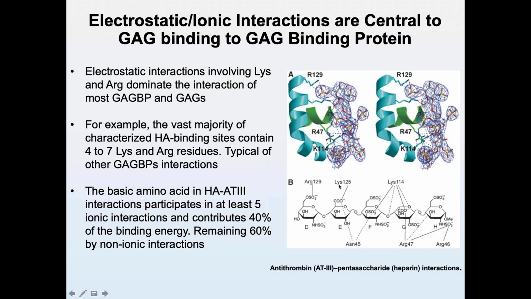Sorbate. So you have 1, 2, 3, 4, 5. So it's a mixture of what? Lysine and arginine that are involved in salt bridge or ionic or electrostatic interactions. And this is typical of most GAG protein interactions.